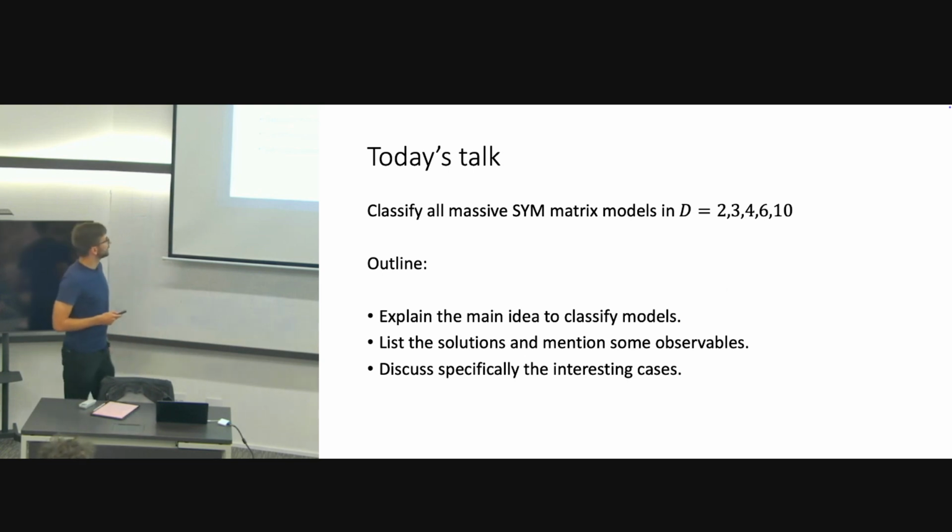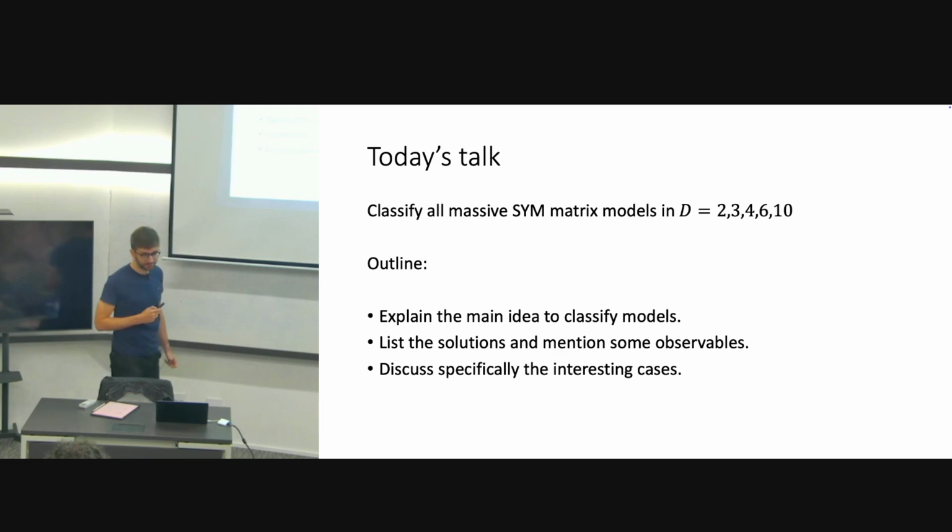So in today's talk, I will classify all massive supersymmetric matrix models in 2, 3, 4, 6, and 10 dimensions. The outline is the following. I will start by explaining the idea that allows this classification. Then I will give you the list of all the models I constructed. I will mention what we can compute in these models. And finally, I will discuss an interesting case where the Pfaffian is positive.